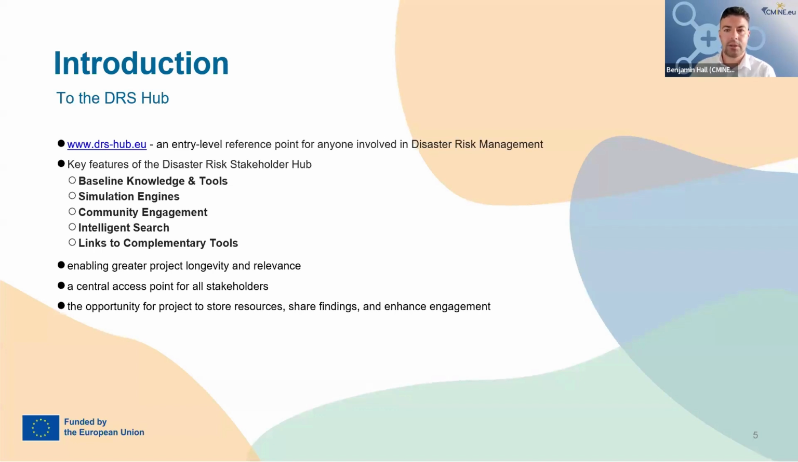So some of the key features that the hub includes, and please feel free to go on and give these a go, is it's got baseline knowledge and tools. So the hub offers a wealth of information, including terminology, disaster databases, vulnerability and loss and damage data, as well as reduction measures and best practices. It's got simulation engines, so it features interactive tools such as impact chain generators, hazard assessment tools, risk assessment and reduction tools, and serious gaming, as you may have learned about on the last webinar if you were here.